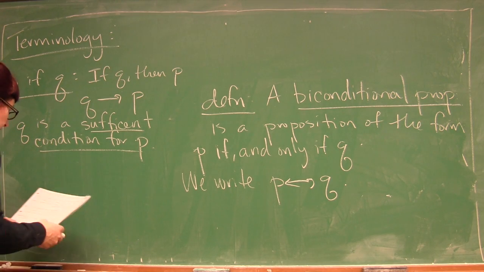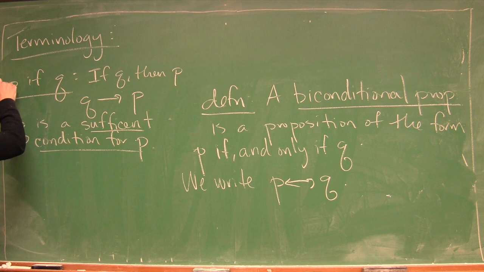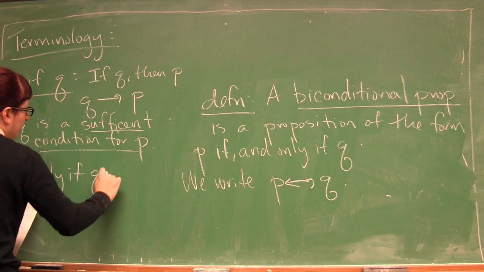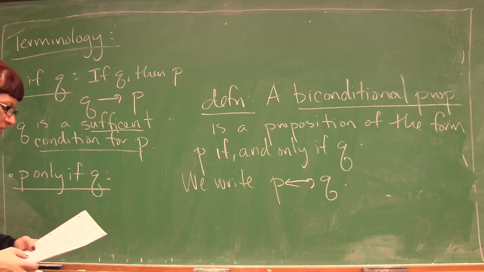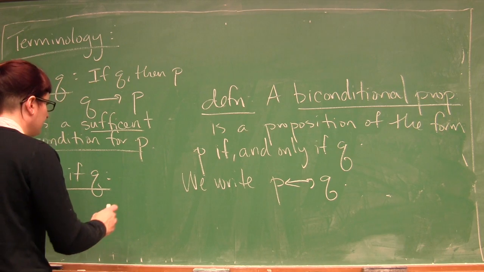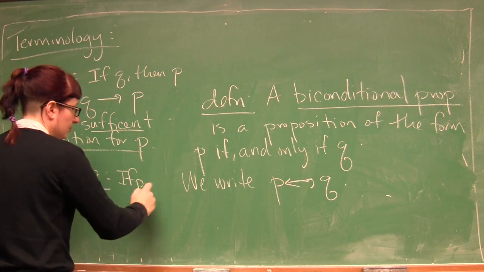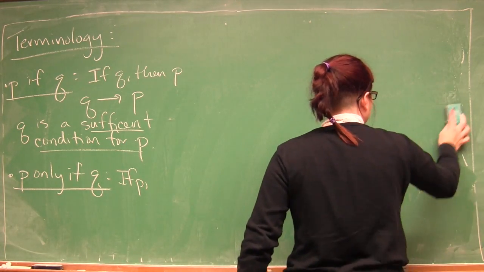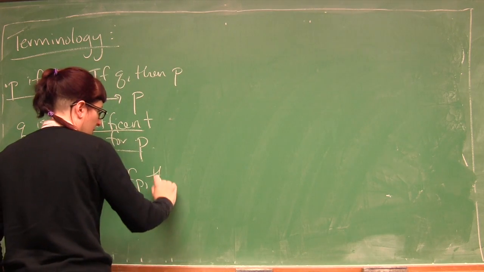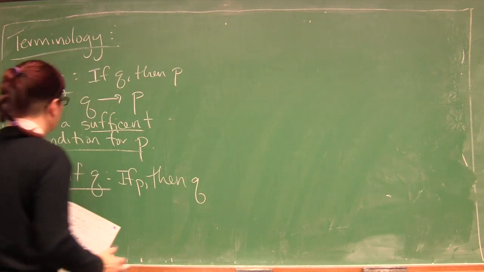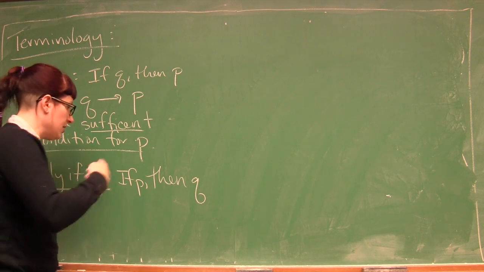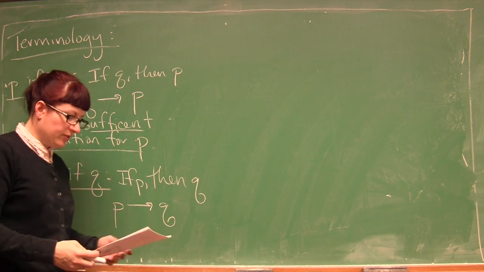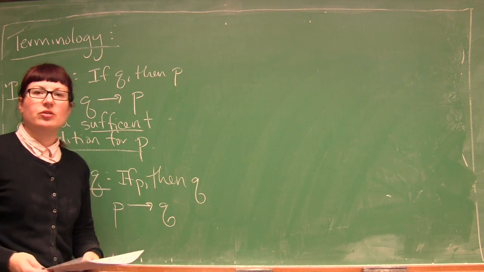Another one is P only if Q. This means if P then Q. And of course we write this, P implies Q. In this setting, we say Q is a necessary condition for P.